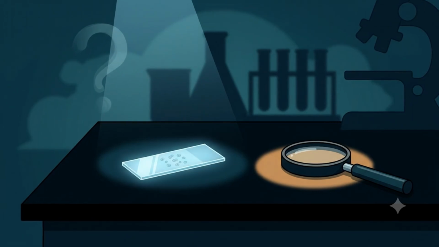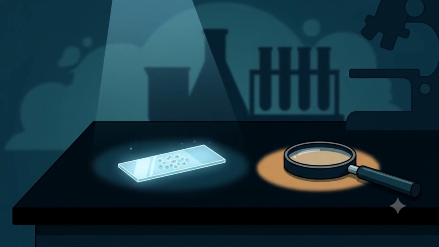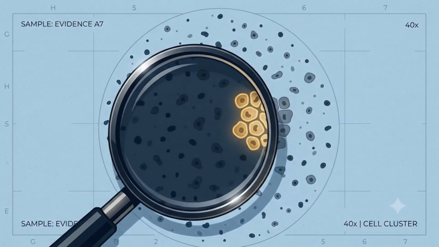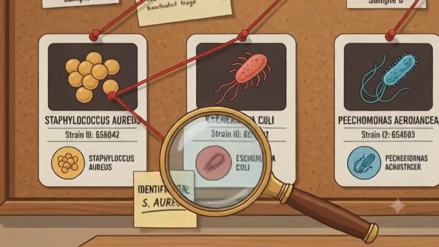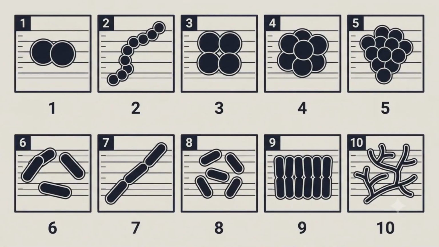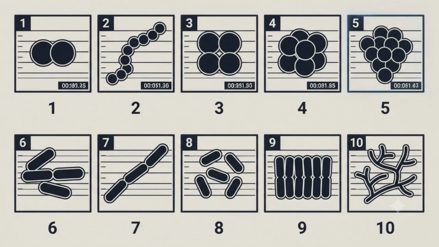A sick patient, one smear of cells, no names yet. But those cells left a clue, the way they grouped. Read that pattern, and you can name the culprit. 10 arrangements, 10 fingerprints. Let's learn to read them.